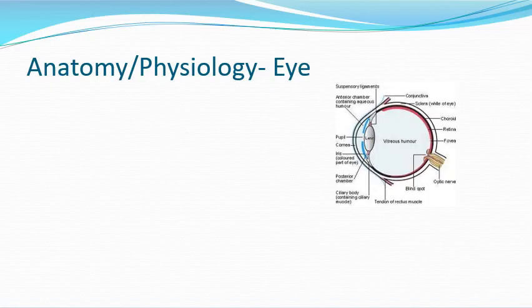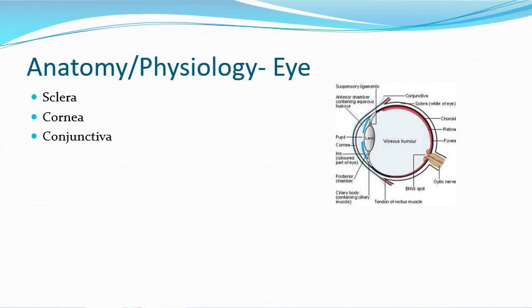So if we look at the anatomy and physiology of the eye, we're going to go through all the different structures that are of importance and highlight them. The sclera is basically the outer protective area of the eye, or the white of the eye when you're looking at it. The cornea, which you can actually see on here as well, is just a clear outer covering of the eye.